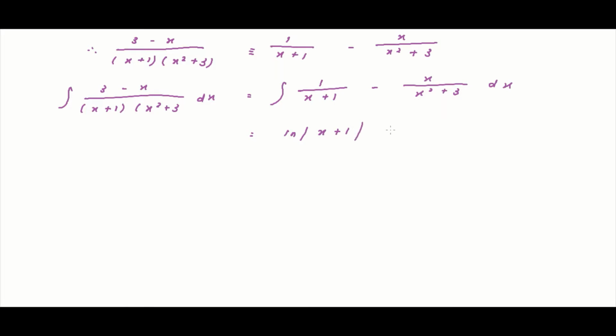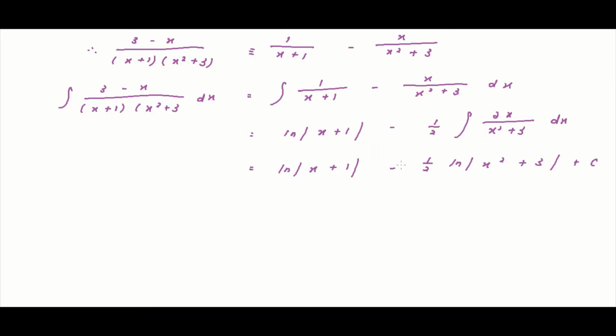Okay, so how about the second part? You can realize that after you differentiate, you get 2x, right? So that's why we can't actually integrate that part yet. So 1 over 2, okay, then 2x over x squared plus 3 dx. Alright, so now you can integrate this part as well. So ln x plus 1 minus 1 over 2 ln x squared plus 3 plus c.